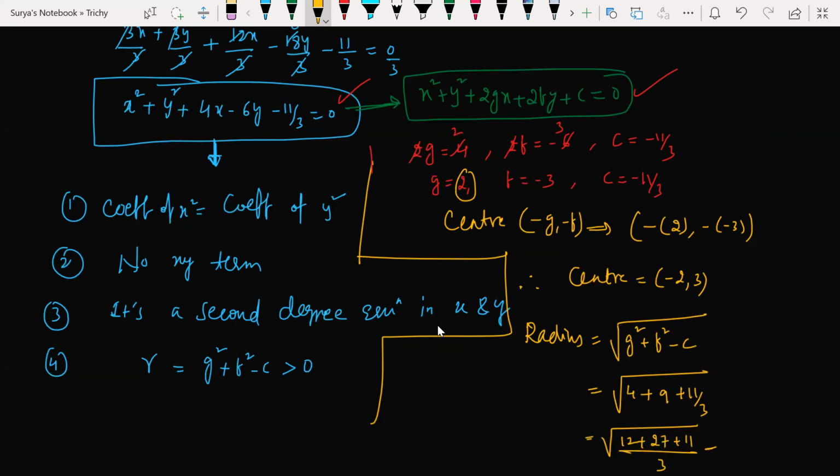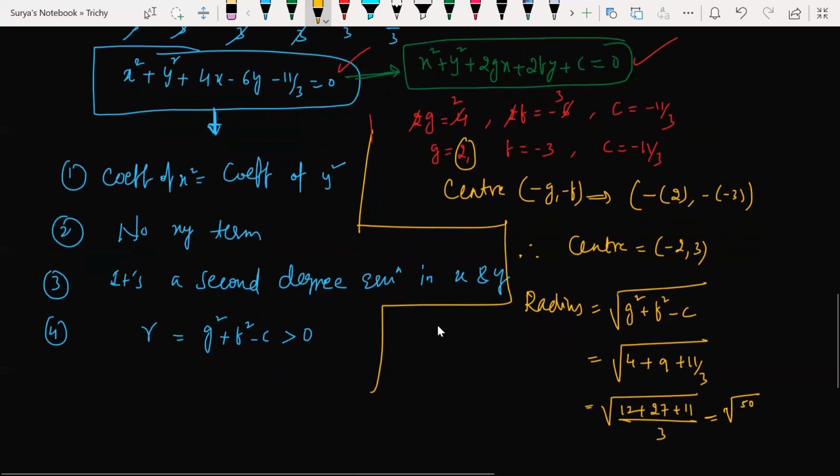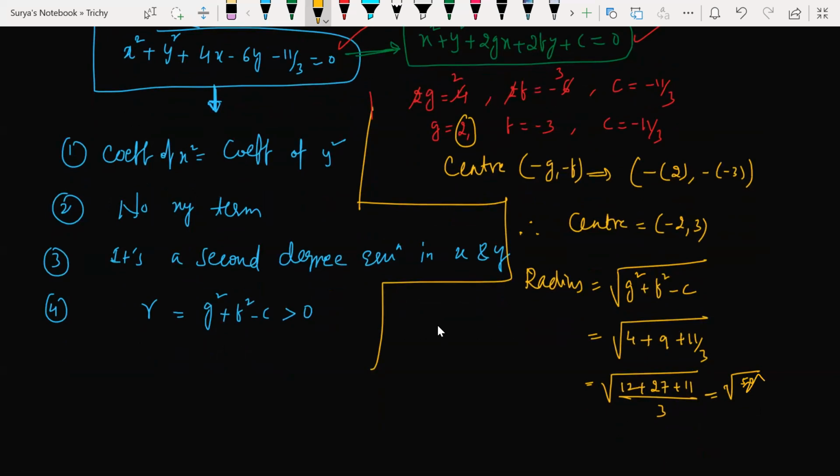So what would you get here? 20, 39, to 51, right? Am I correct? So I get around 50, I get 50 by root 3. One second, let me write neatly. Okay, so 50 by root 3. 50 by root 3 is of course greater than 0. This is my radius.